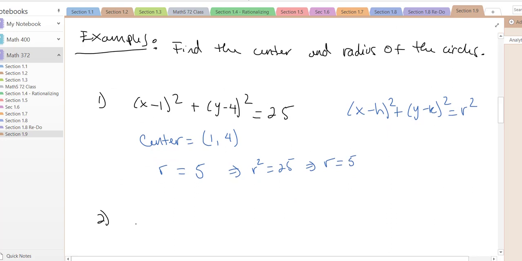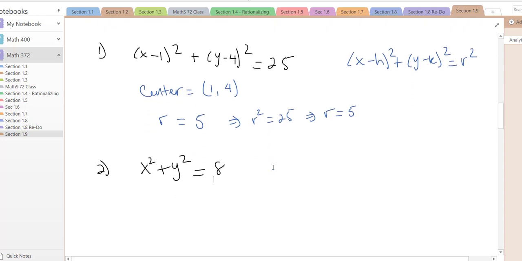So what about the second one? Same thing, find the center and the radius of the circle. I'm going to write it down, pause it, do it, and then come back and look at the solution. So x² + y² = 8. What is the center and what is the radius?